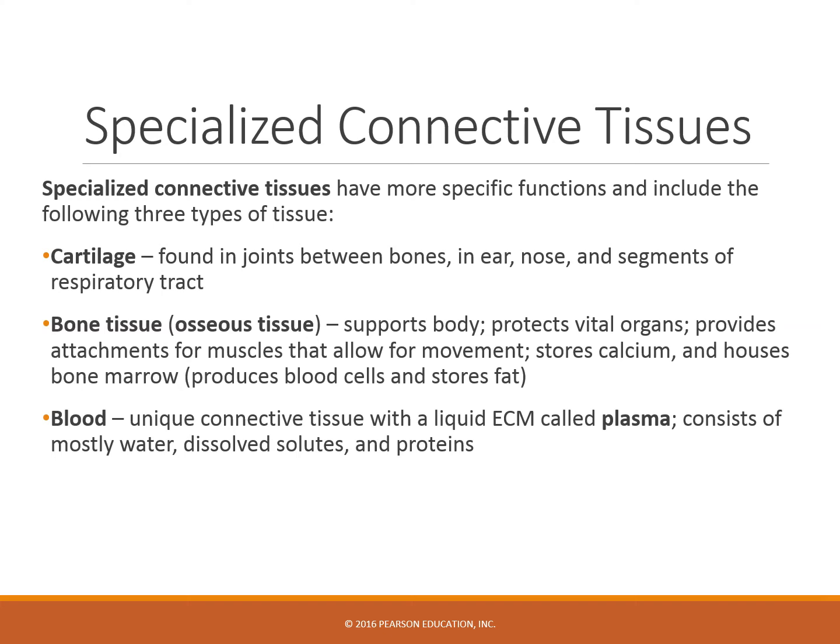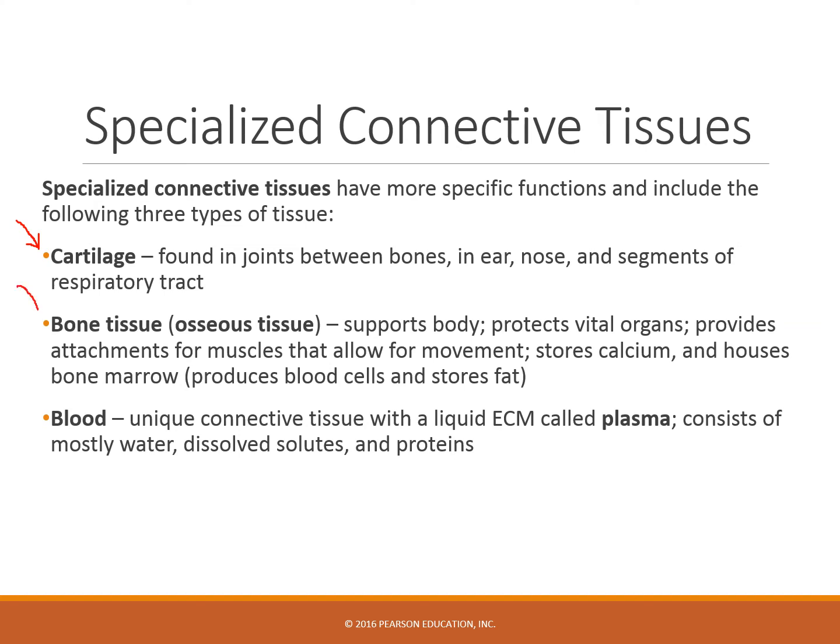If not, let's talk about the specialized connective tissues. Your specialized connective tissues have more specific functions than the general connective tissues or the connective tissue proper that we've already talked about. There are three main types of specialized connective tissues. First are your cartilages. Cartilages are found in your joints between your bones. It's found in your ear, in your nose, and in segments of the respiratory tract.